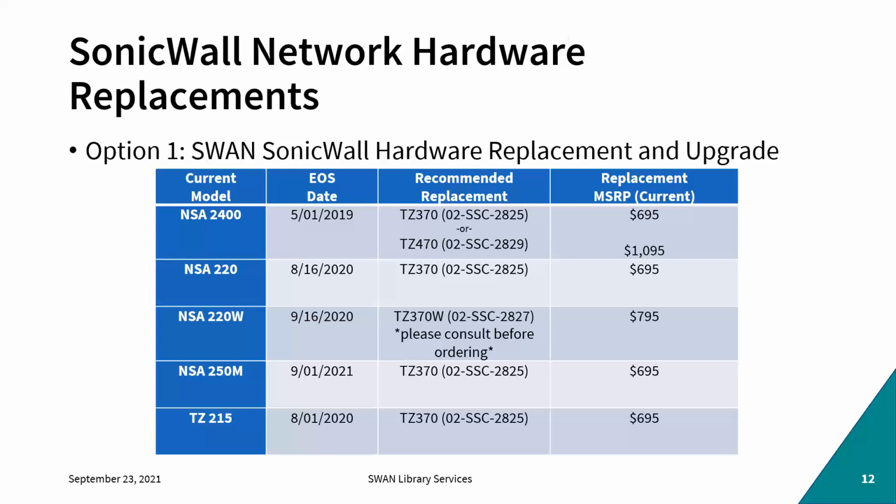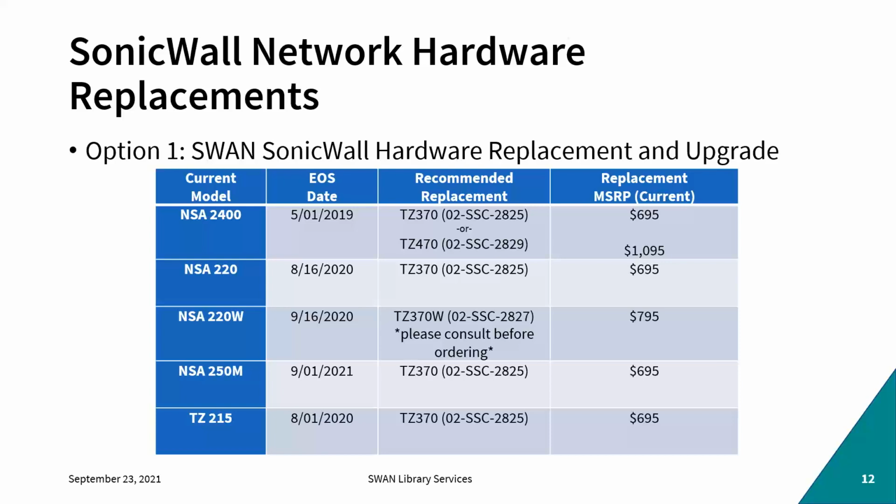So this is option number 1: you can coordinate with SWAN on a replacement for your hardware. Basically you'll send us an email ticket and say, I want to move forward on a replacement, and we'll figure out which piece of hardware is most appropriate for you. Then you would reach out to your third-party vendor or distributor and determine how to purchase that hardware. A lot of libraries go through CDWG, you might go through Amazon, and all of those are fine, just wherever you can get the best price.